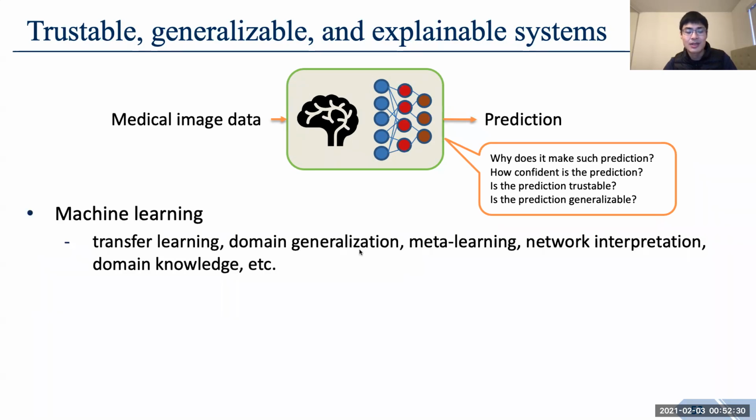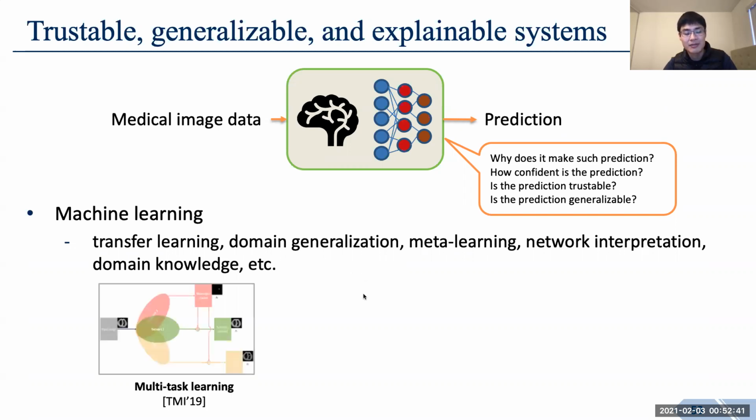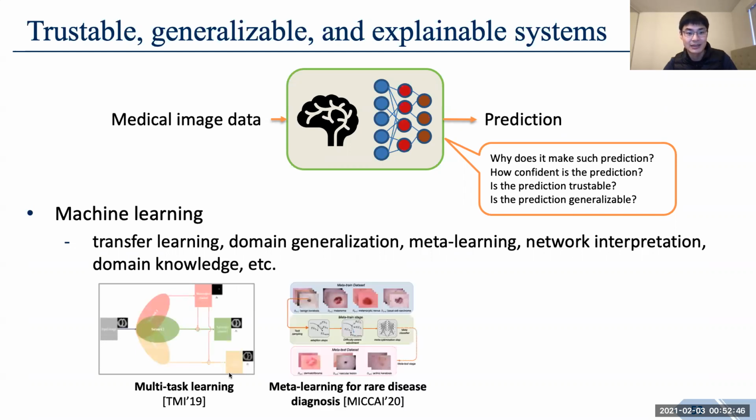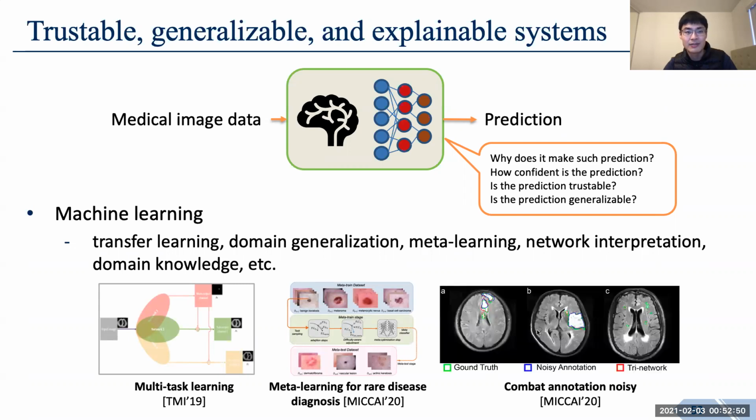And this is related to several machine learning sub-areas like transfer learning, domain adaptation, meta learning, or network interpretation. Currently, we have conducted some work on this topic like multi-site learning, meta learning for rare disease diagnosis, and learning from noisy labels.